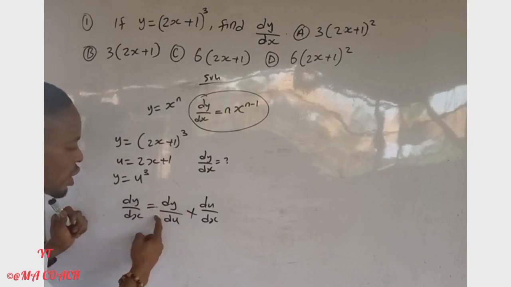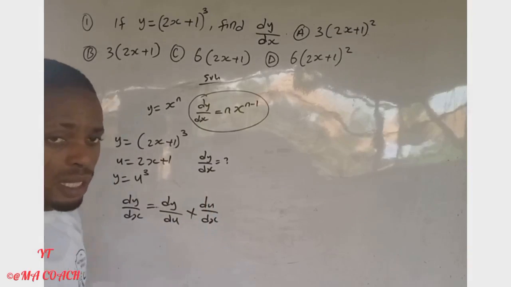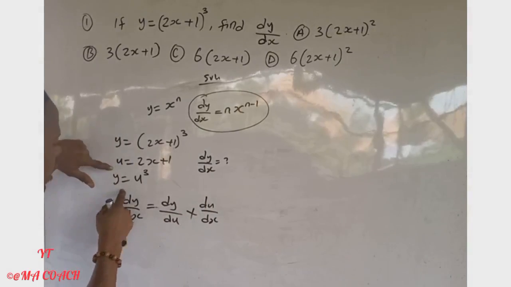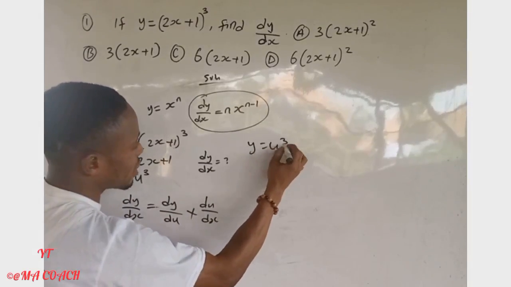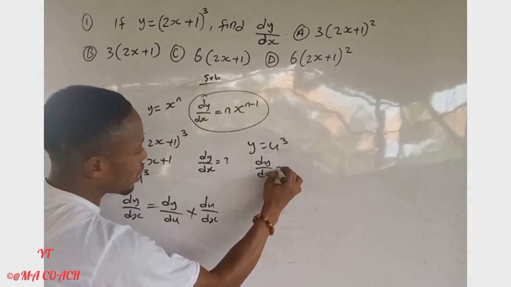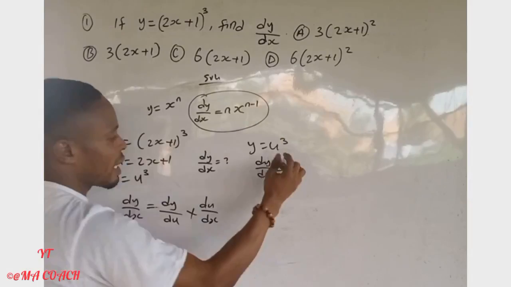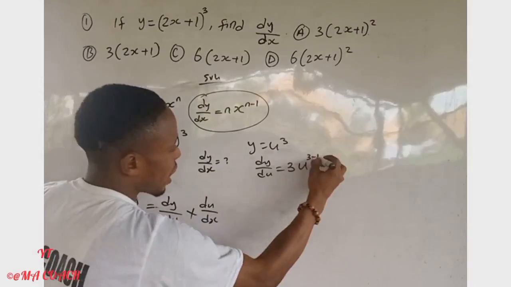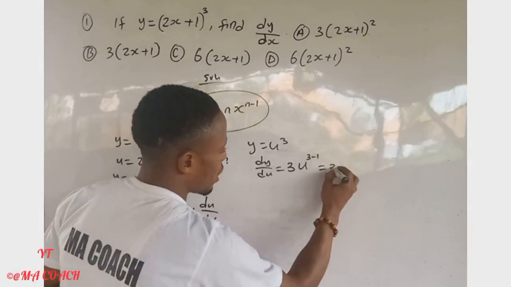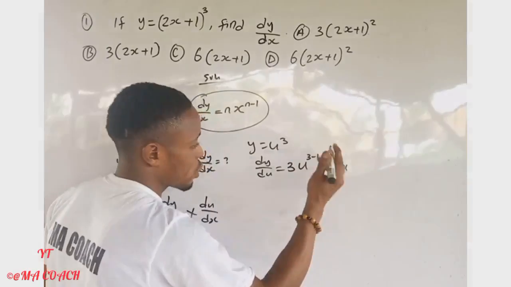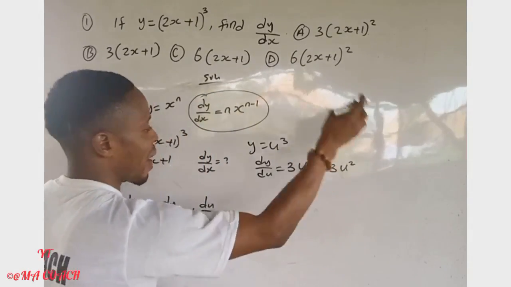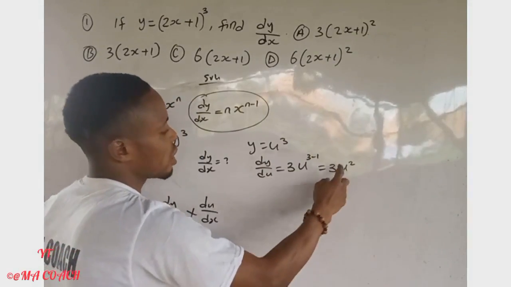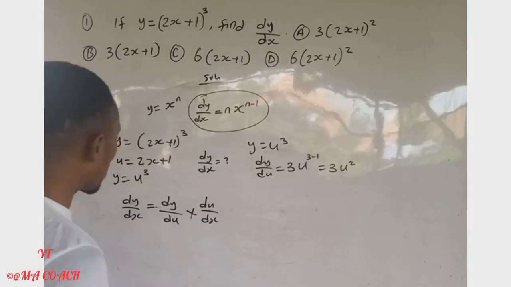So now let's differentiate and get our answer. Instead of dy/du, we have y equal to u raised to the power of 3. So dy/du is equal to 3 multiplied by u raised to 3 minus 1, that is, 3 times u to the power of 2. So our answer for dy/du is 3u squared.